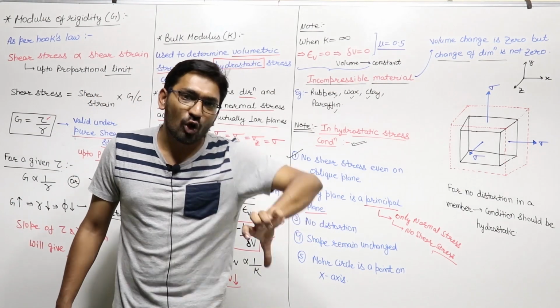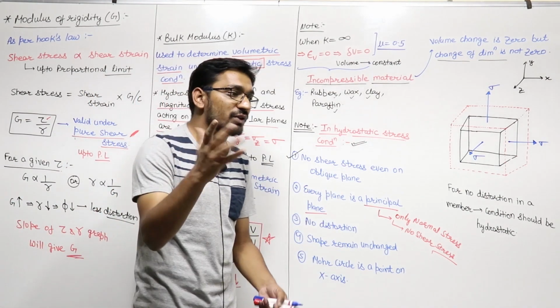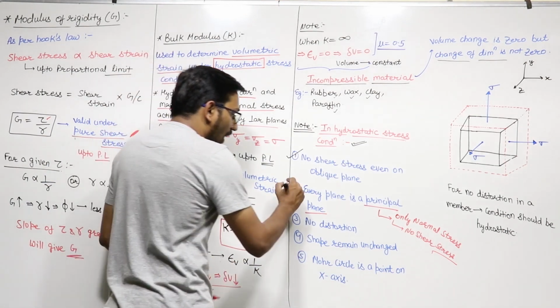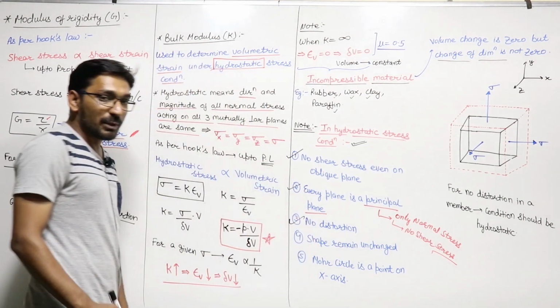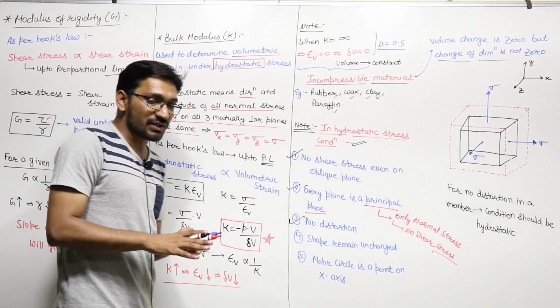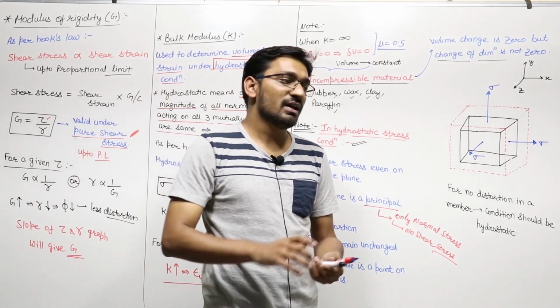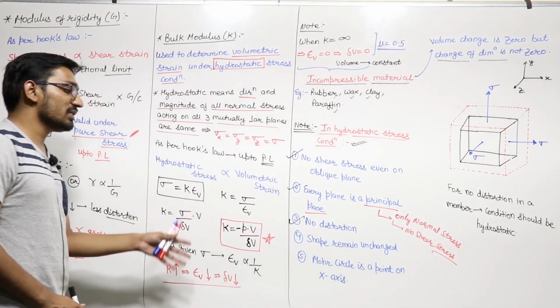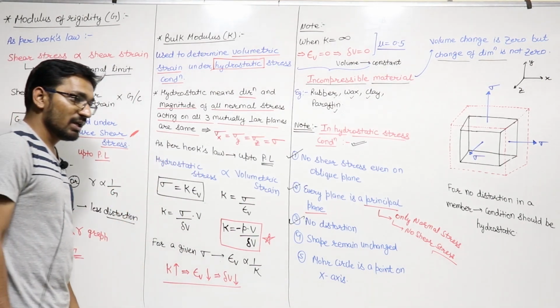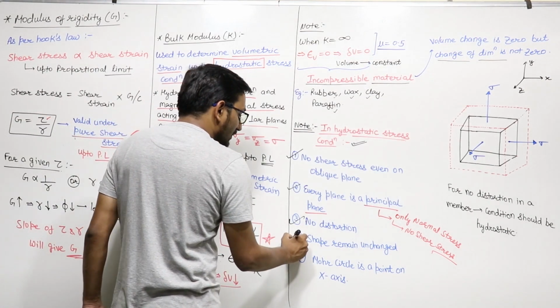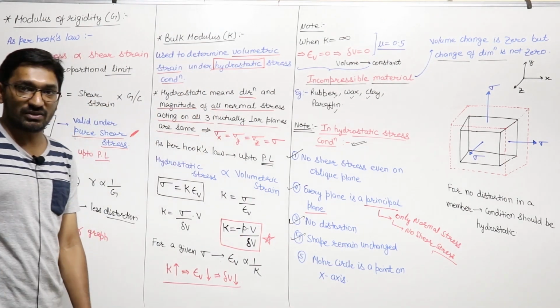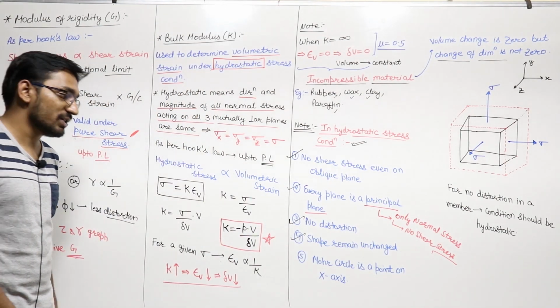And if there is no shear stress, there is no distortion. We cannot distort the body. Because of the shear stress, there is some distortion. If there is no shear stress, there is no distortion. If there is no distortion, then the shape will remain unchanged. The shape of that body will not change.